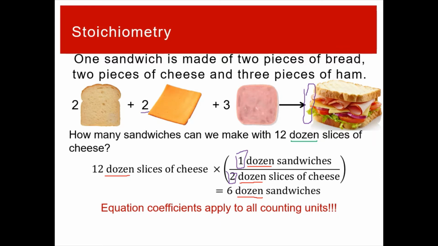So those coefficients apply when you're working in counting units or when you're working on individual pieces of cheese, individual pieces of ham. They all still come together.